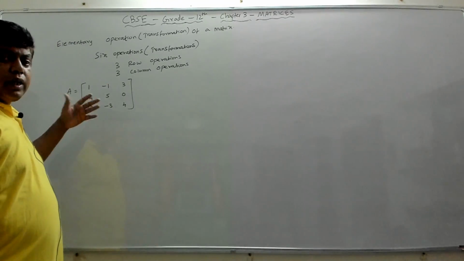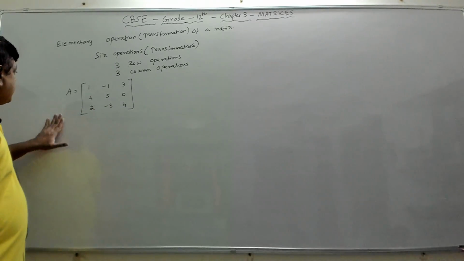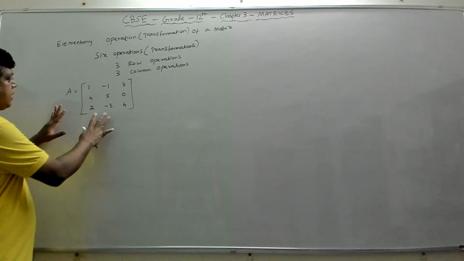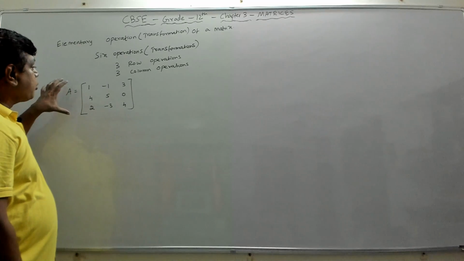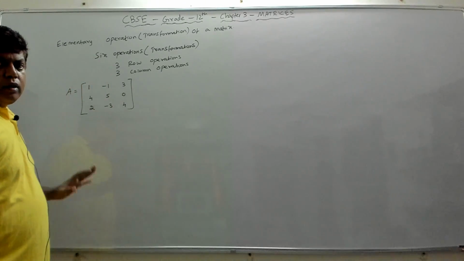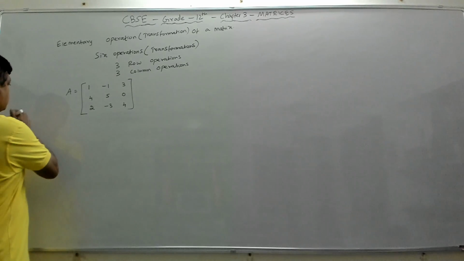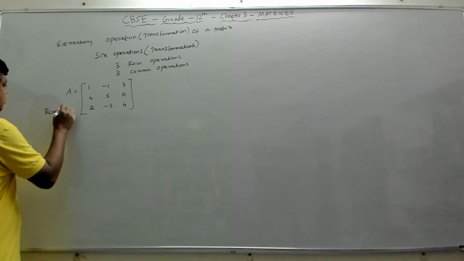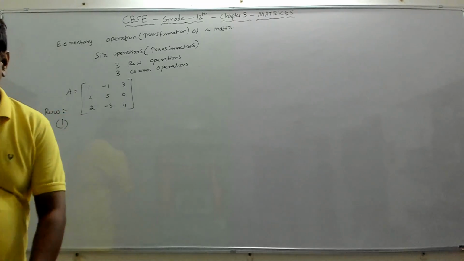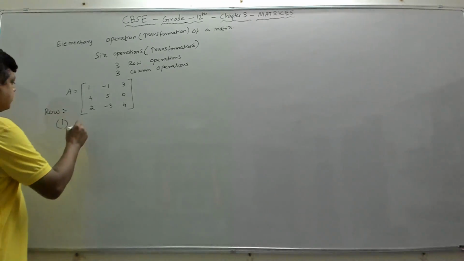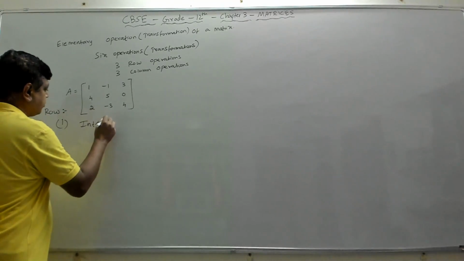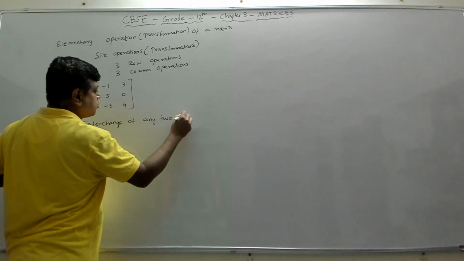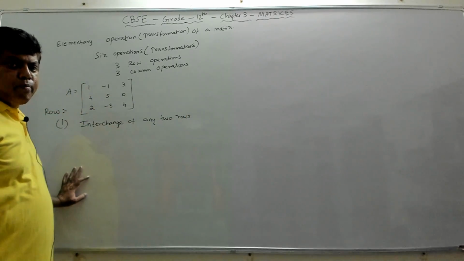So these 6 operations we can apply on any matrix. Suppose A is a matrix, it can be any matrix. I'm just taking A as this matrix. I will teach you how to apply these 6 operations on the matrix A. So the first operation is on the row part. The first operation on the row is interchange of any 2 rows, which means we can interchange any 2 rows of a matrix.